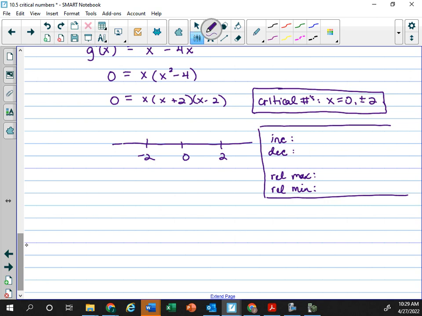Check with each other again, make sure you've got it. I'll go through it too, just to make sure we're okay.